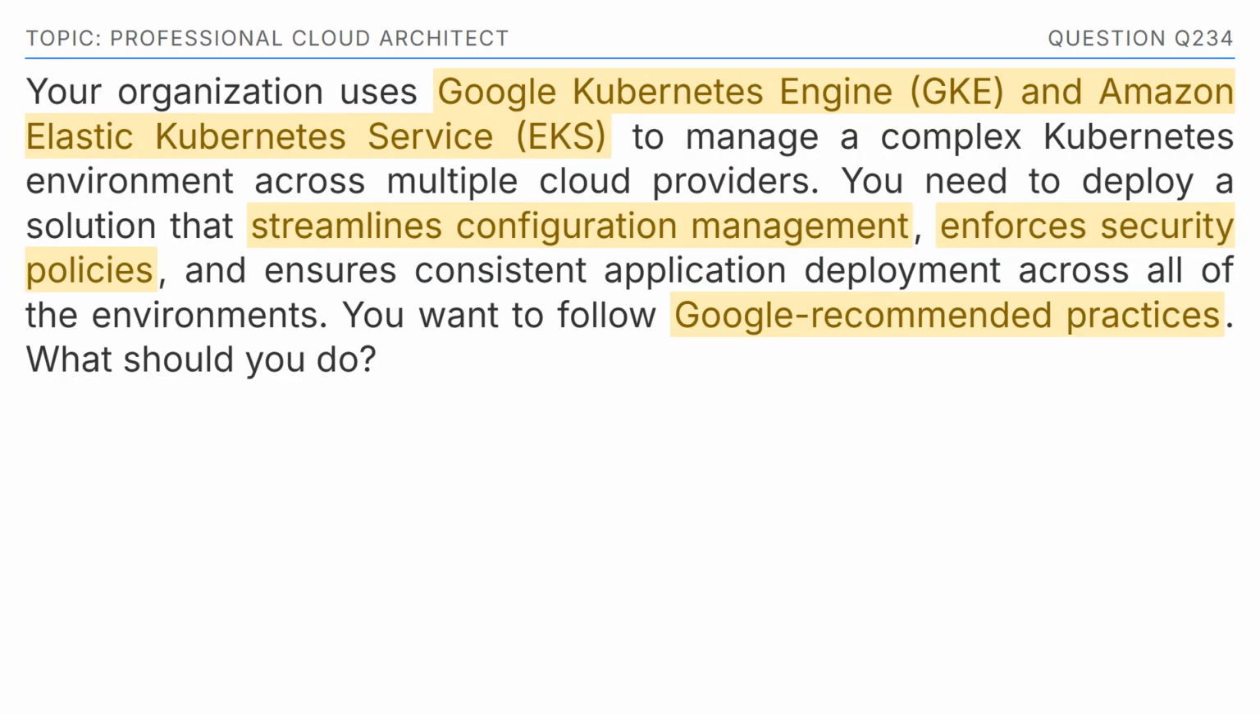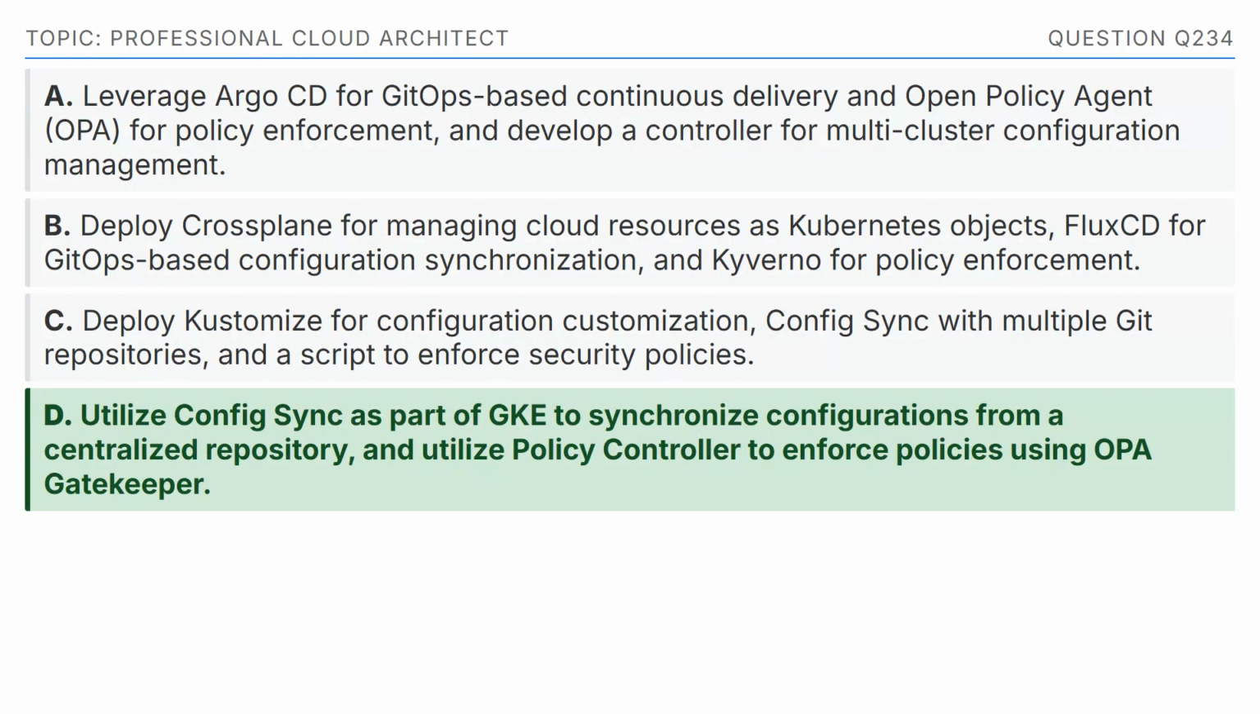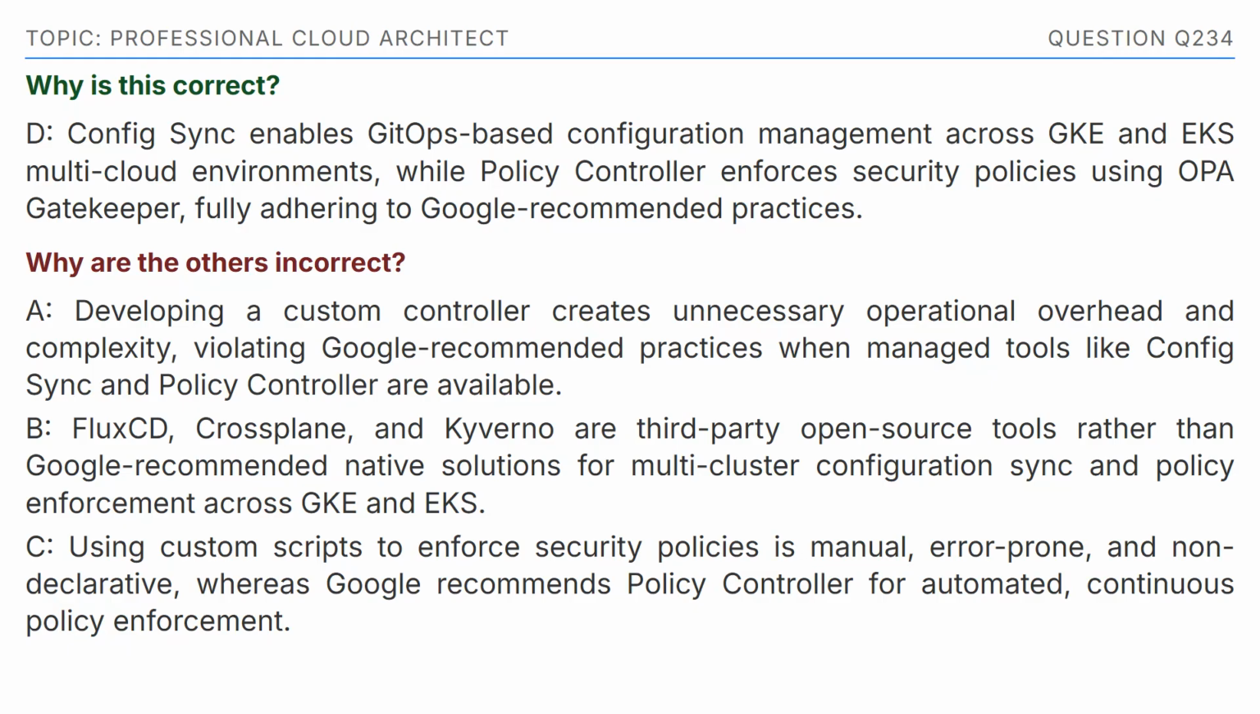To arrive at the correct answer, we focus on the keywords: Google Kubernetes Engine, GKE, and Amazon Elastic Kubernetes Service, EKS, streamlines configuration management, enforces security policies, Google recommended practices. The correct answer is option D. Utilize config sync as part of GKE to synchronize configurations from a centralized repository, and utilize Policy Controller to enforce policies using OPA Gatekeeper. Why is this correct? D. Config sync enables GitOps-based configuration management across GKE and EKS multi-cloud environments, while Policy Controller enforces security policies using OPA Gatekeeper, fully adhering to Google recommended practices.